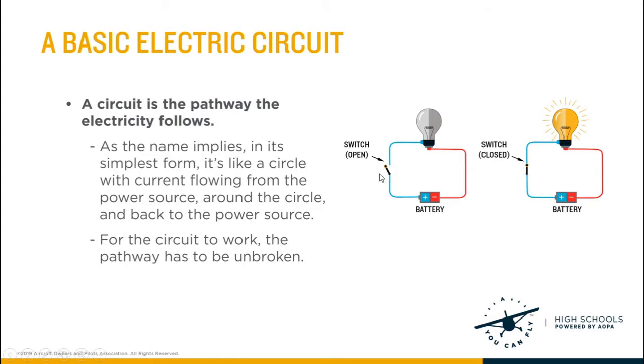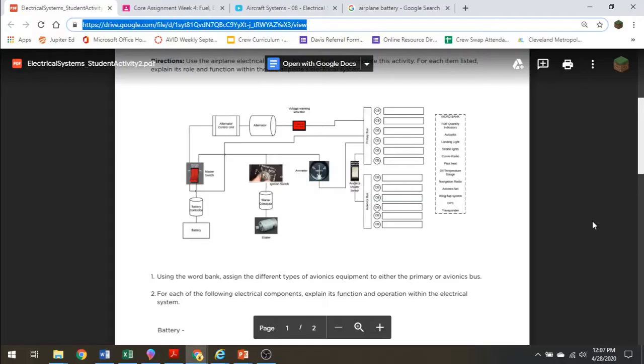So on the left here, the switch is open, so the pathway is broken and electricity cannot flow. And on the right here, the switch is closed, so the electricity can flow.